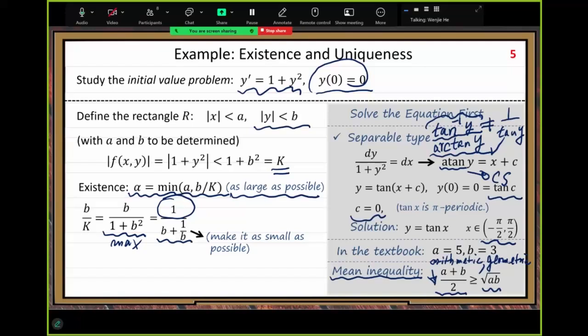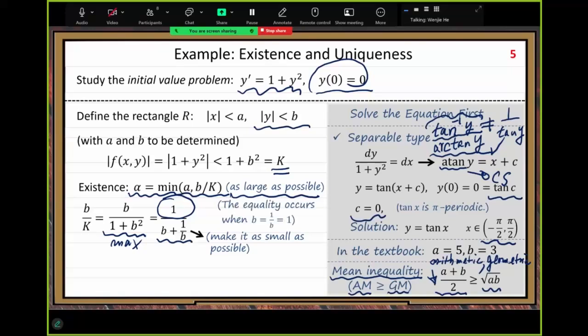There are mean inequalities for 3 numbers, 4 numbers, and n numbers, the general form. But in our example here, we only need the 2 numbers. People also write AM, which means arithmetic mean, greater or equal to GM, geometric mean.